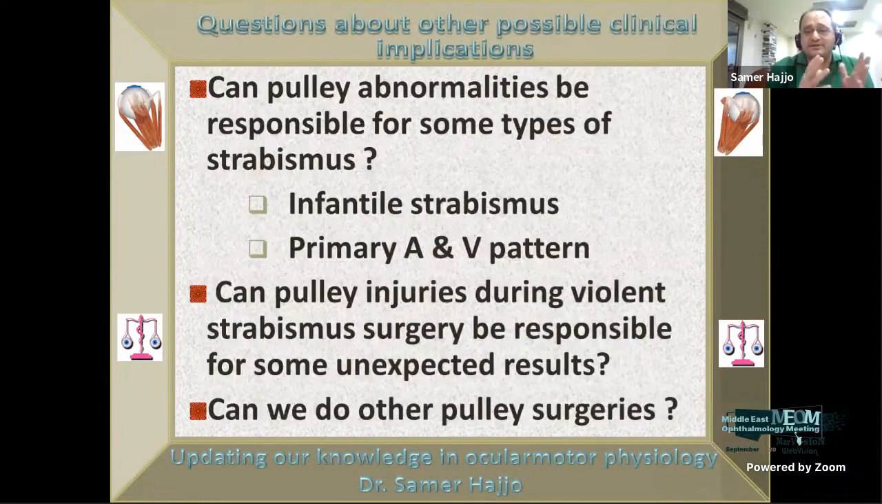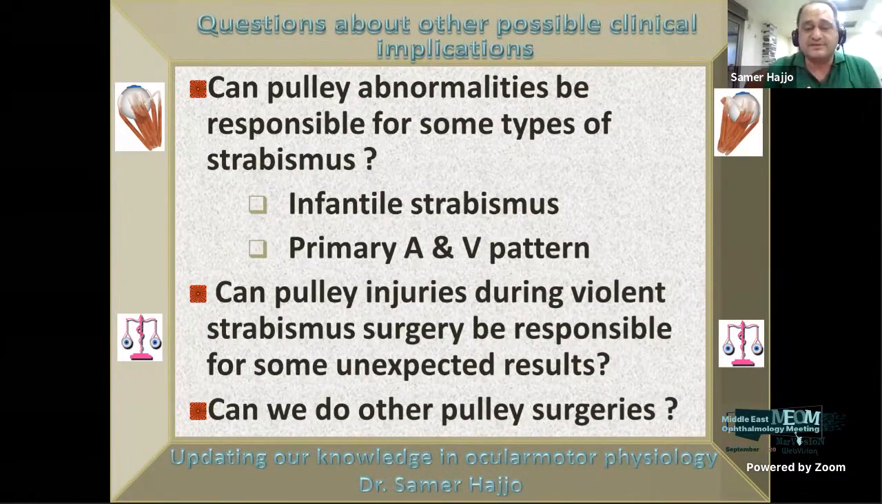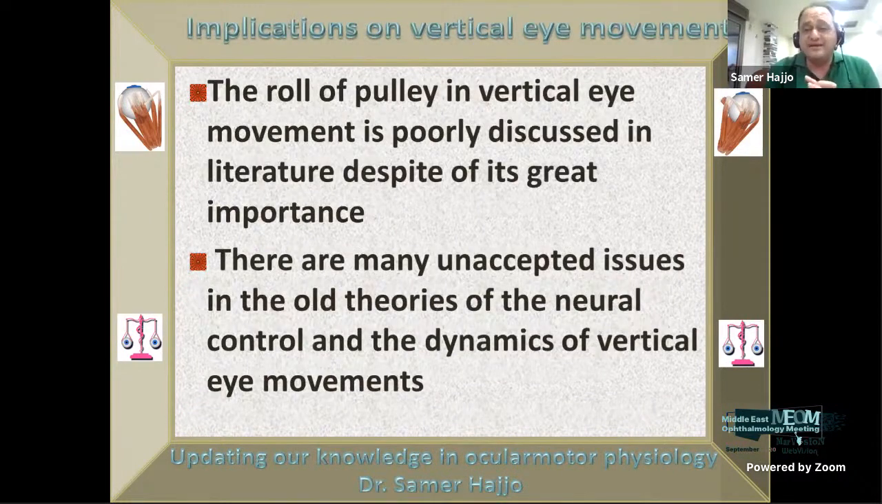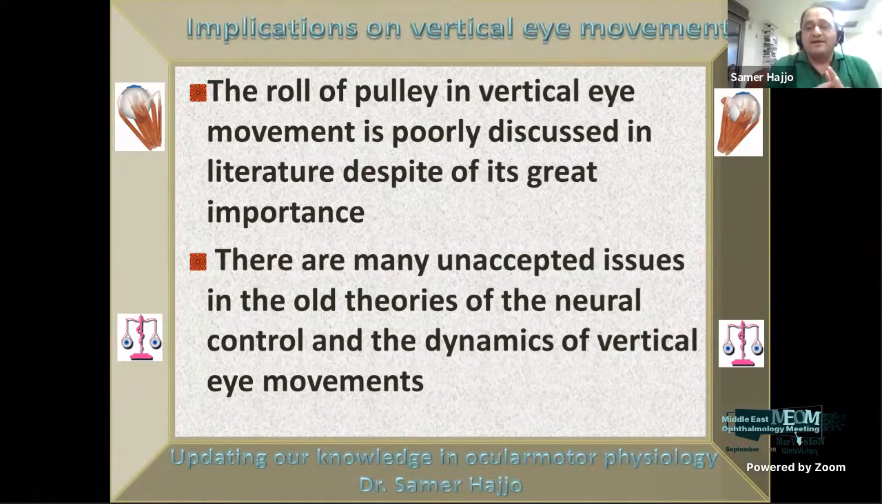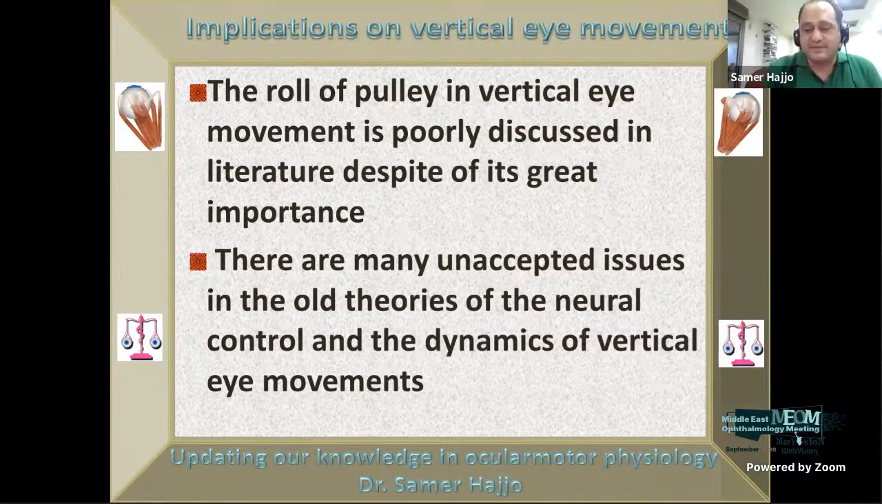Question about other possible clinical implications for rectus muscle pulleys. Can pulley abnormalities cause primary A and V patterns? Can pulley injuries during violent strabismus surgery be responsible for some unexpected results? Can we do other pulley surgeries? And the more important is the implications on vertical eye movement. And this is really poorly discussed in literature, despite its great importance.